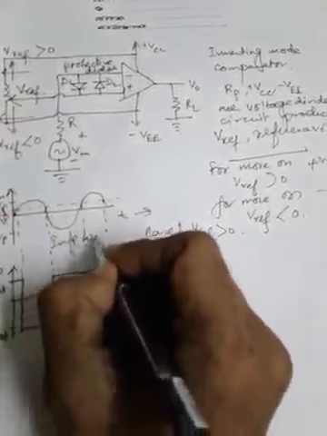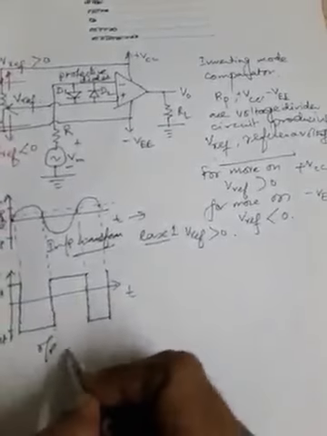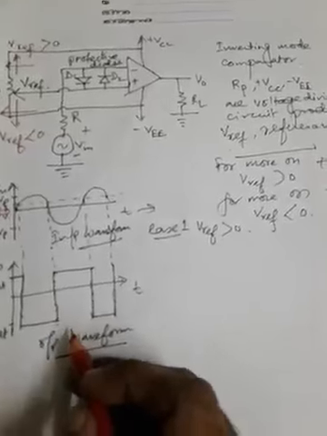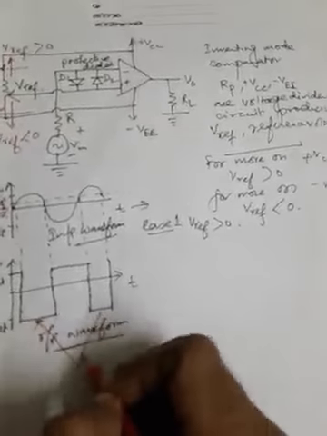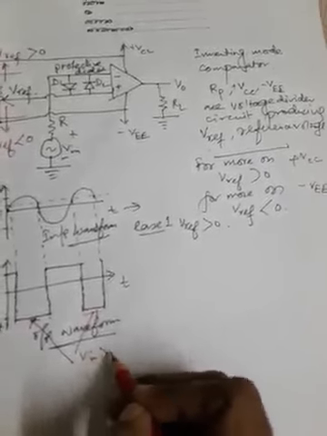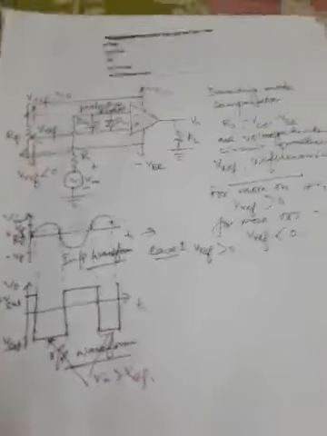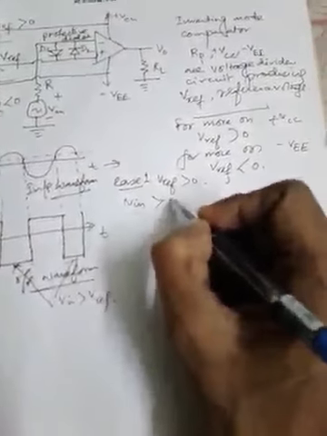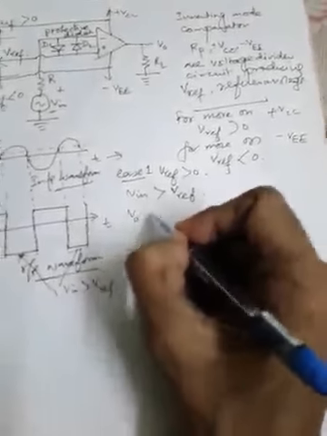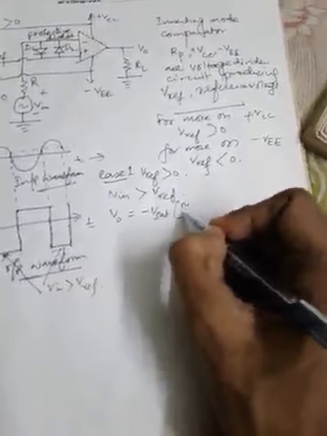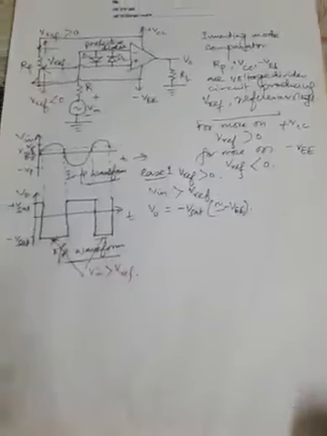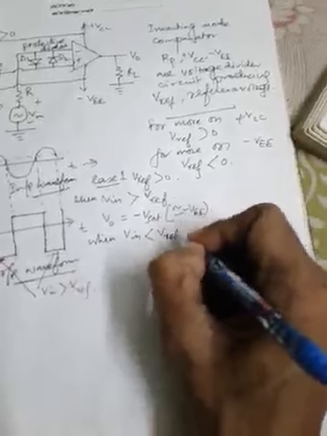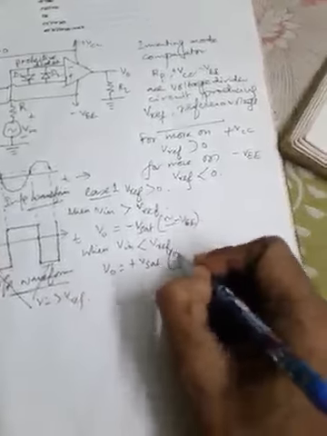So this is the input waveform and this is the output waveform, and these two levels mark where V in is greater than V reference in this case. So therefore we can write, when V reference is taken positive and V in is greater than V reference, then VO moves to minus V sat, which is approximately equal to minus VEE. And when V in is less than V reference, VO is plus V sat, which is approximately equal to plus VCC.